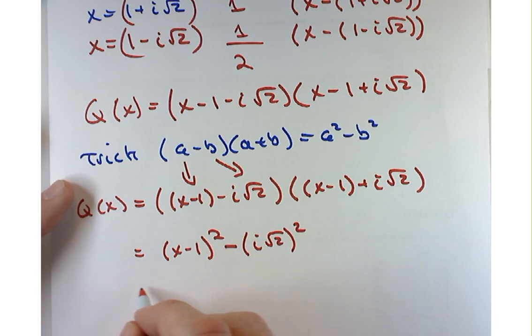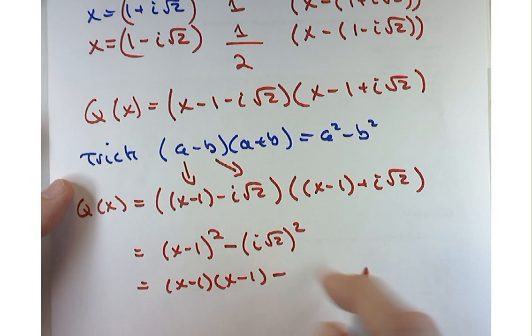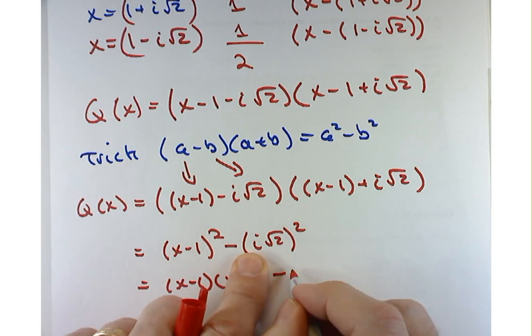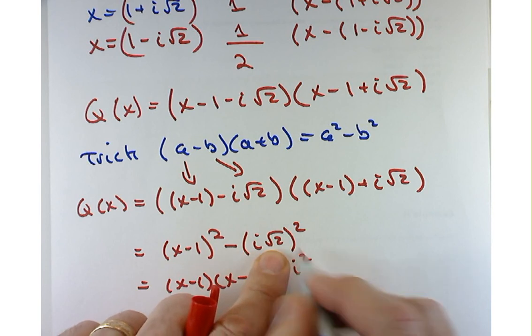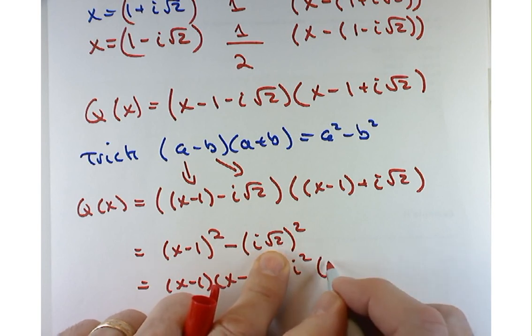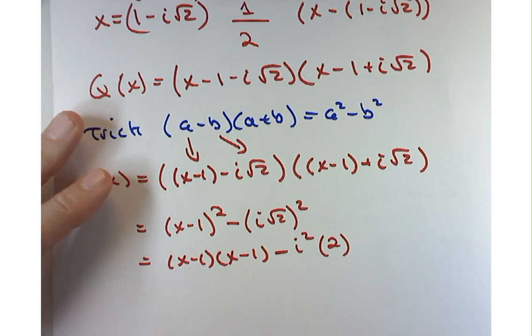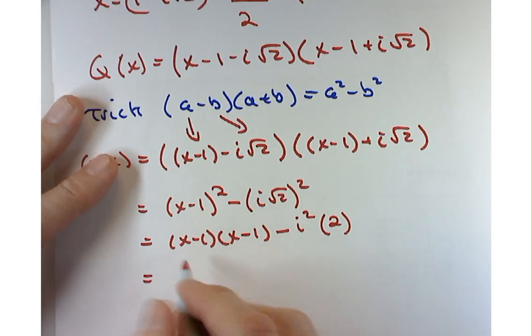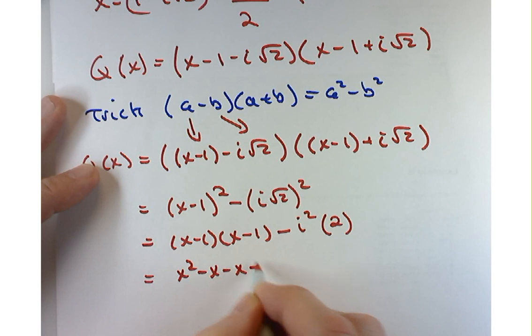Now we've got to be a little bit careful factoring this out. That's x minus 1 times x minus 1 minus, when I square this, I'll get i squared. What's the square root of 2 squared? 2. And now I'm going to FOIL this out. That's x squared minus x again plus 1.